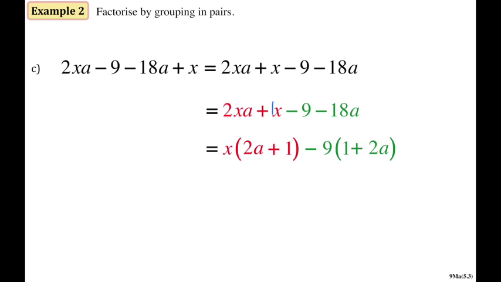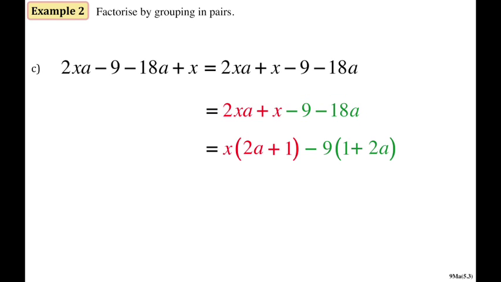You can do a quick check. X times 2a, 2xa or 2ax. X times 1, 1x. Minus 9 times 1, minus 9. Minus 9 times positive 2a is minus 18a. So that all balances out nicely.